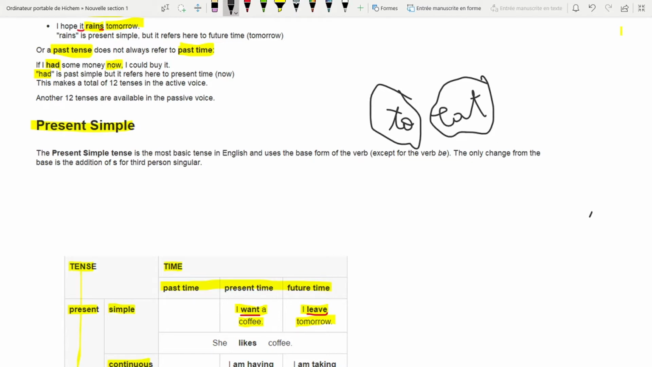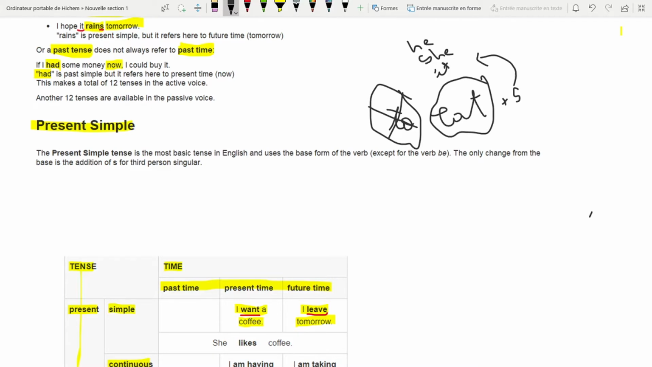When we conjugate to the present simple tense, we are going to remove to and we keep the base. Okay, the only change from the base is the addition of s for third person singular. Sometimes the base takes an s. We do this because the subject is either a he or a she or an it. Okay, this is when we add the s. In case the subject is not a he, a she or an it, when you conjugate the verb to eat, it doesn't take an s.